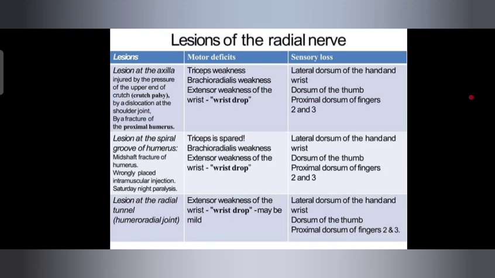And at the level of the spiral groove of the humerus, there will also be wrist drop, and the sensory loss will be the same as that of a lesion at the axilla. A lesion at the radial tunnel results in wrist drop, and that will be the same as that of a lesion at the axilla.